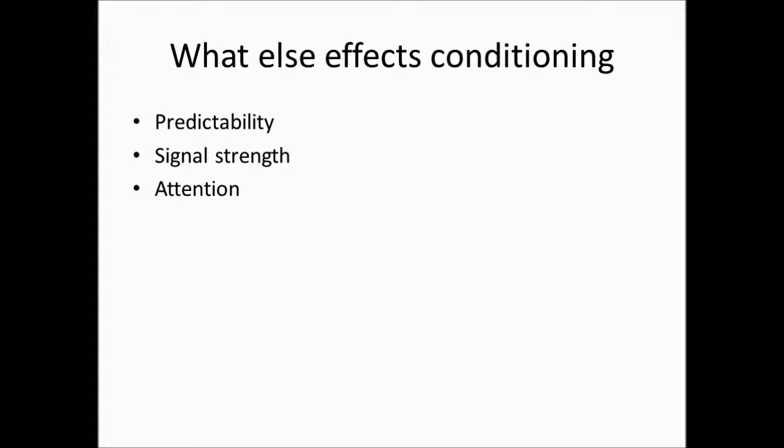there's a couple of things that can affect conditioning apart from the different times you'll present a conditioned and unconditioned stimulus. One of them is predictability. The more predictable something is, the stronger the conditioned response. And then signal strength. So something like the brightness of a light or the loudness of a buzzer. And the brighter or louder it is, the stronger the response you'll get.